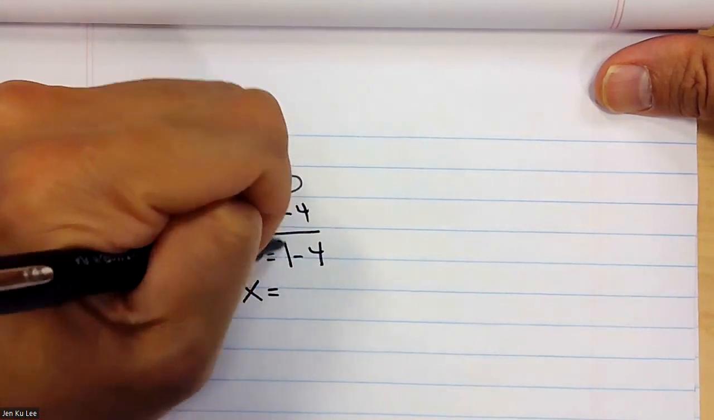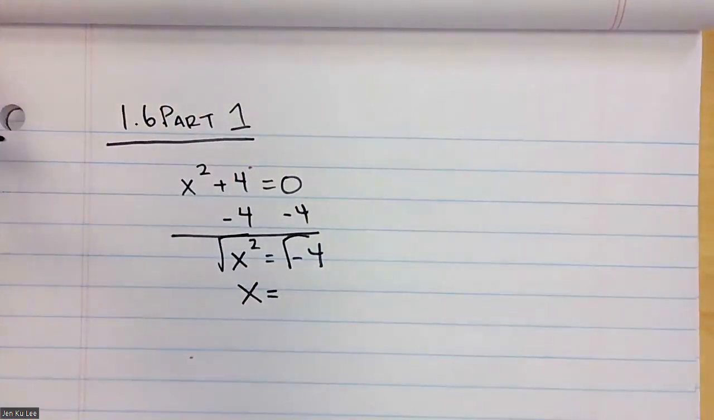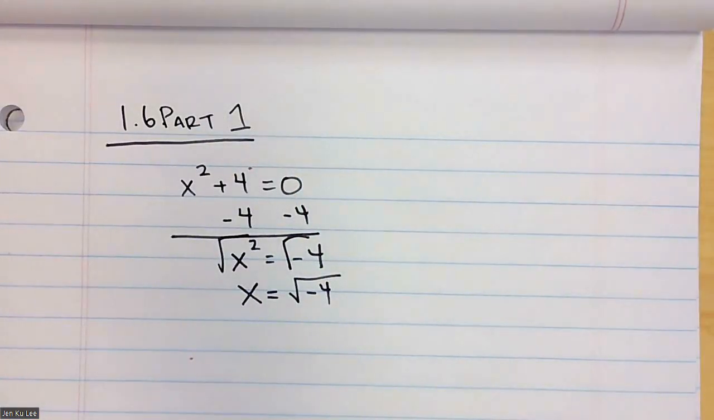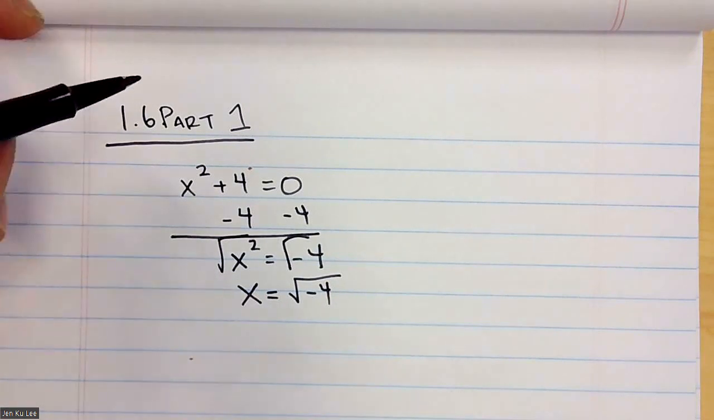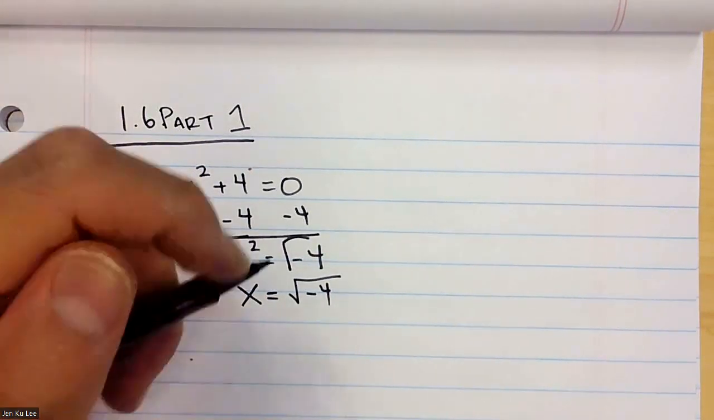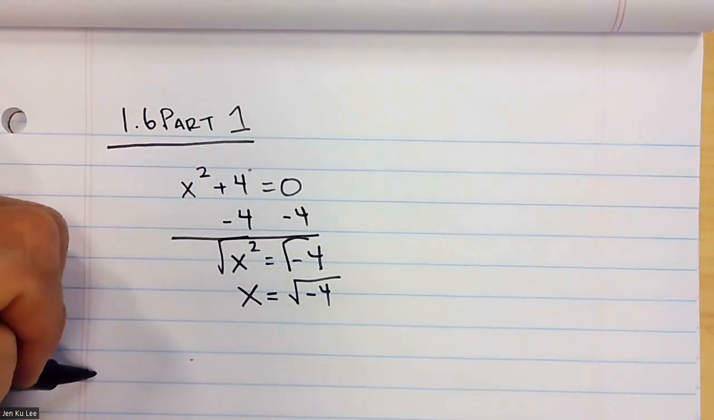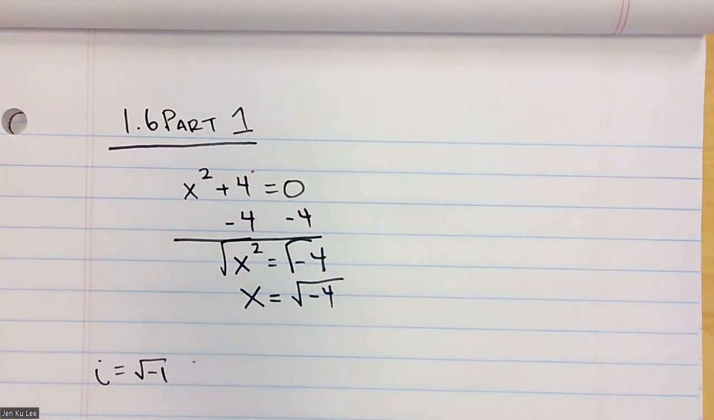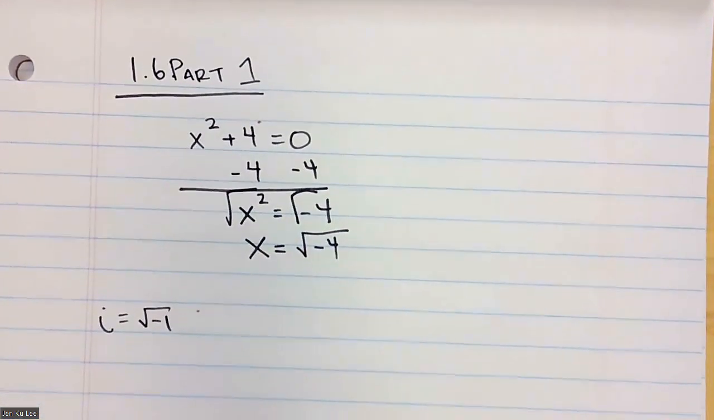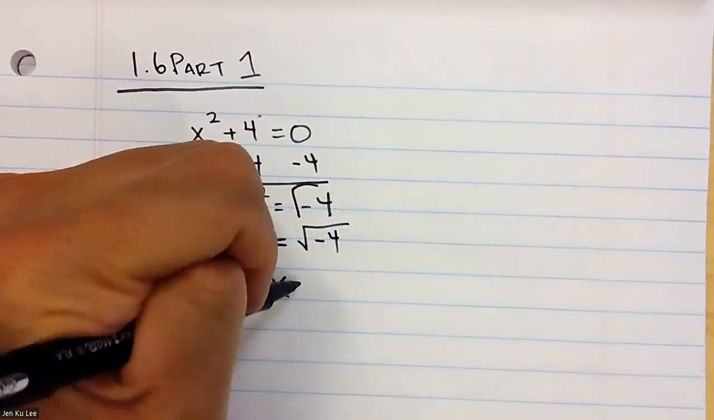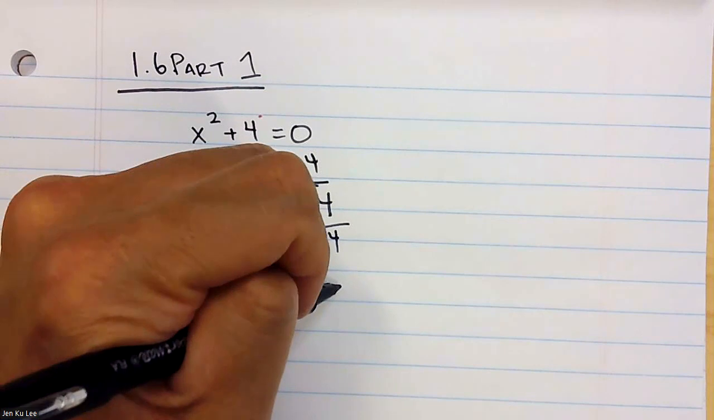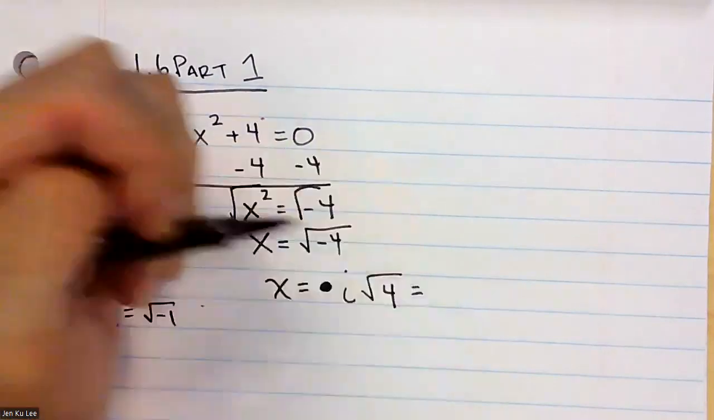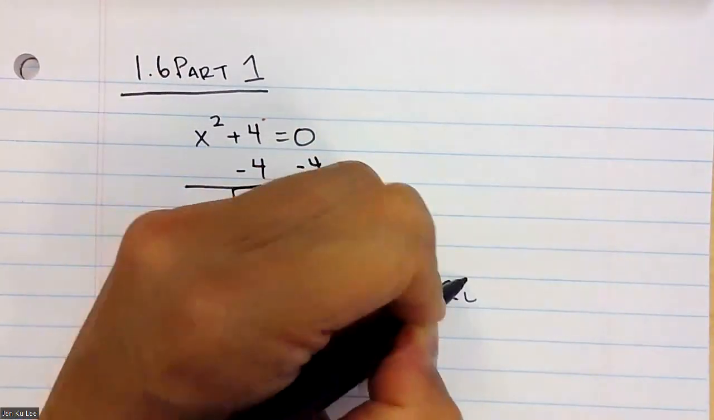Because if you square root it on both sides to get rid of the squared, x equals the square root of negative 4. That's no solution for you guys. But remember back in Integrated 3, we learned about this imaginary number concept, that i equals square root of negative 1. So if i equals square root of negative 1, then x here can equal i square root of 4. Square root of 4 is 2, so it's 2i.